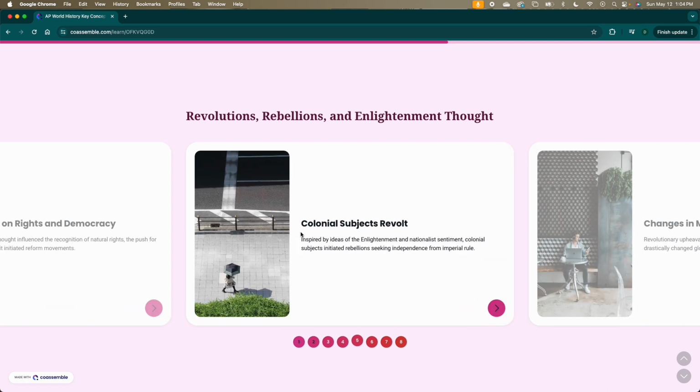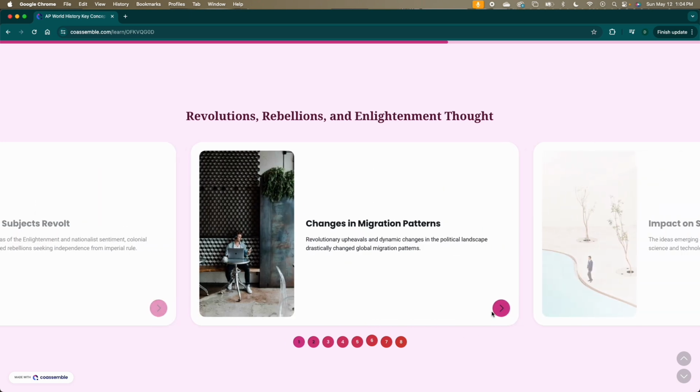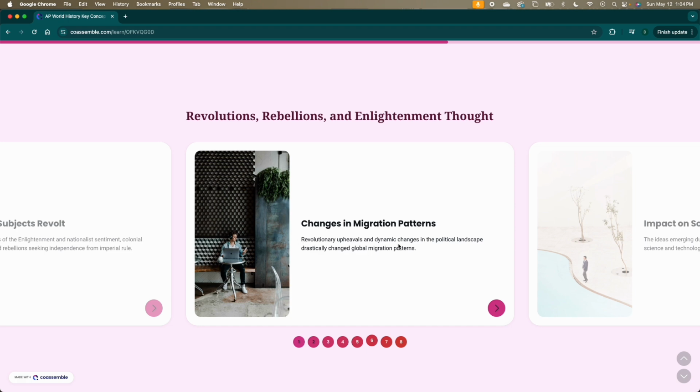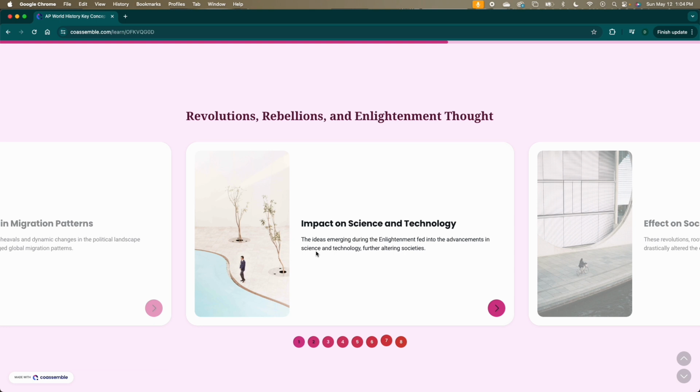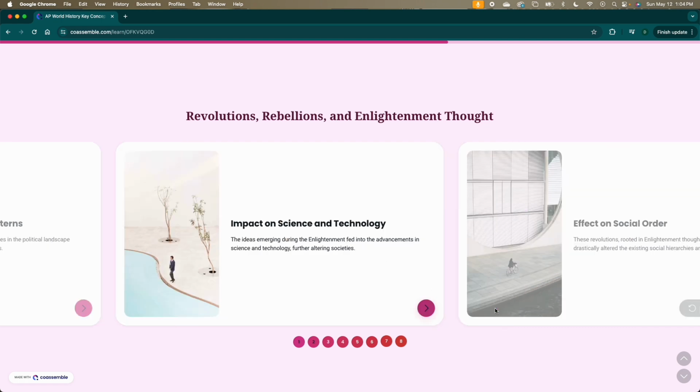So, colonial subjects revolt. Inspired by ideas of Enlightenment and nationalist sentiment, colonial subjects initiated rebellions seeking independence from imperial rule, once again rooting from Europe and spreading out into the colonies. Revolutionary upheavals and dynamic changes in the political landscape drastically changed global migration patterns as well. And the ideas emerging during the Enlightenment fed into the advancements in science and technology, further altering societies and pushing Europe towards their industrial revolution, which the US would follow shortly behind in.